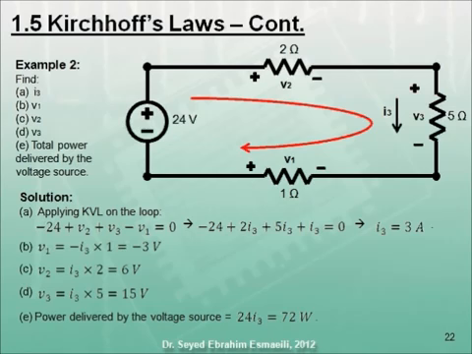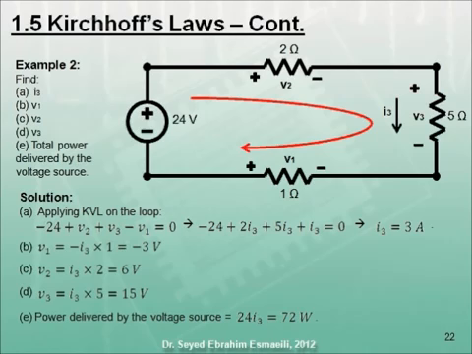noting from Ohm's law that V2 equals 2I3, V3 equals 5I3, and V1 equals minus 1 times I3, we obtain minus 24 plus V2 plus V3 minus V1 equals 0, or minus 24 plus 2I3 plus 5I3 plus I3 equals 0, which leads to I3 equals 3 amps.